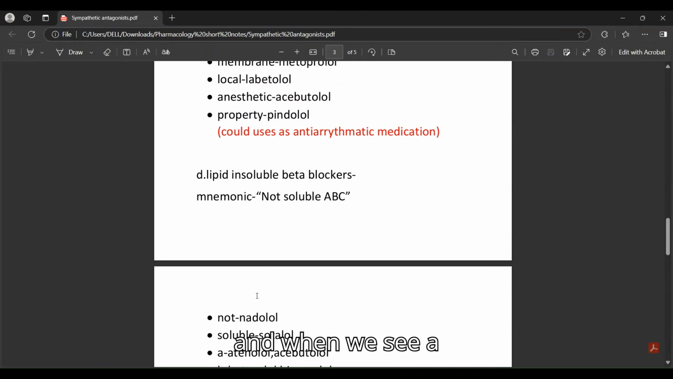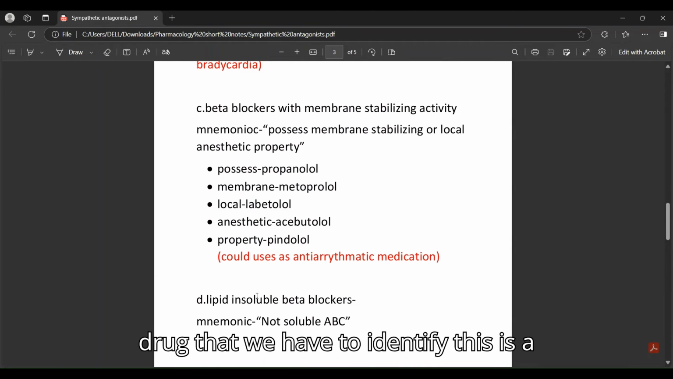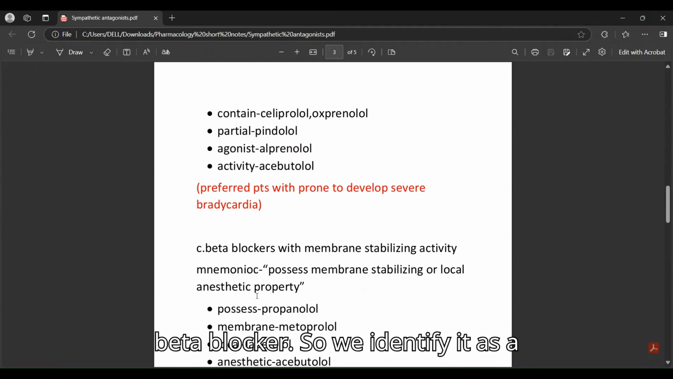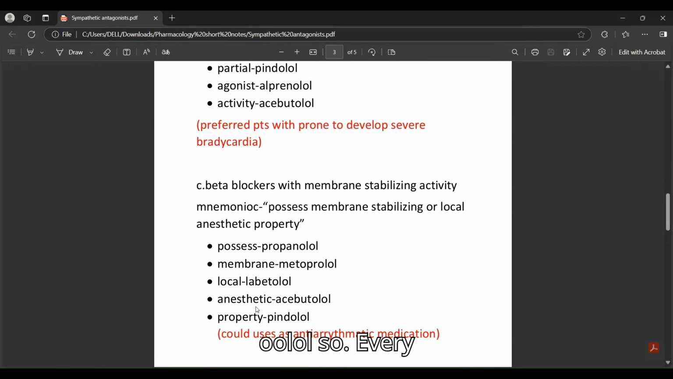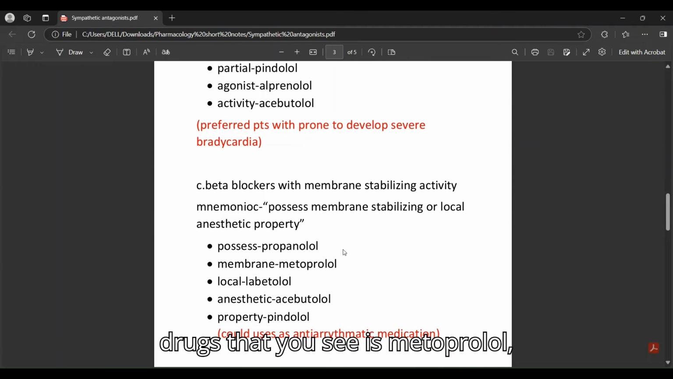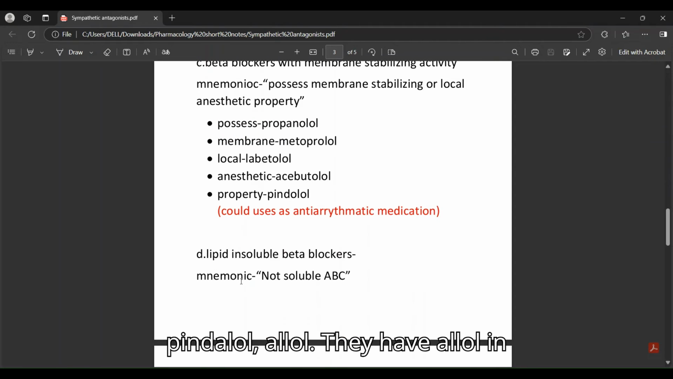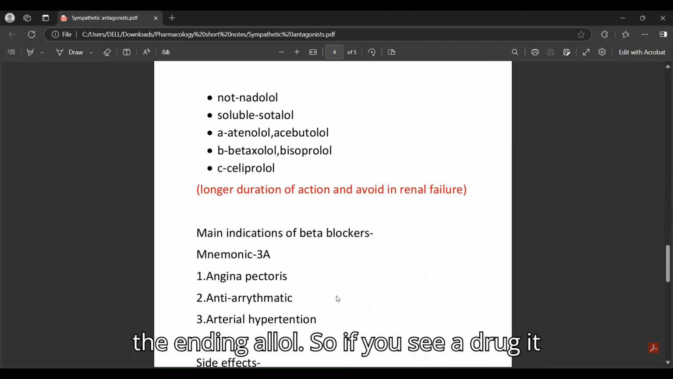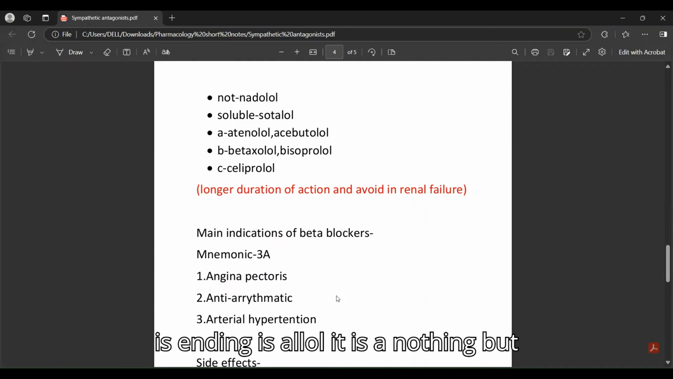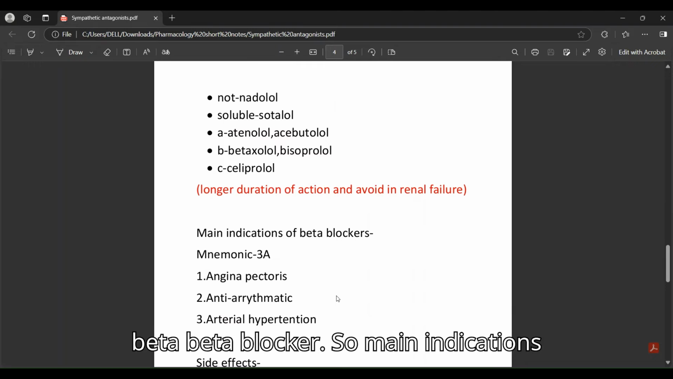When we see a drug and have to identify that it is a beta blocker, we identify it by the ending: olol. Every drug like metoprolol, propranolol, labetalol, acebutolol, pindolol has olol in the ending. So if you see a drug ending in olol, it is nothing but a beta blocker.